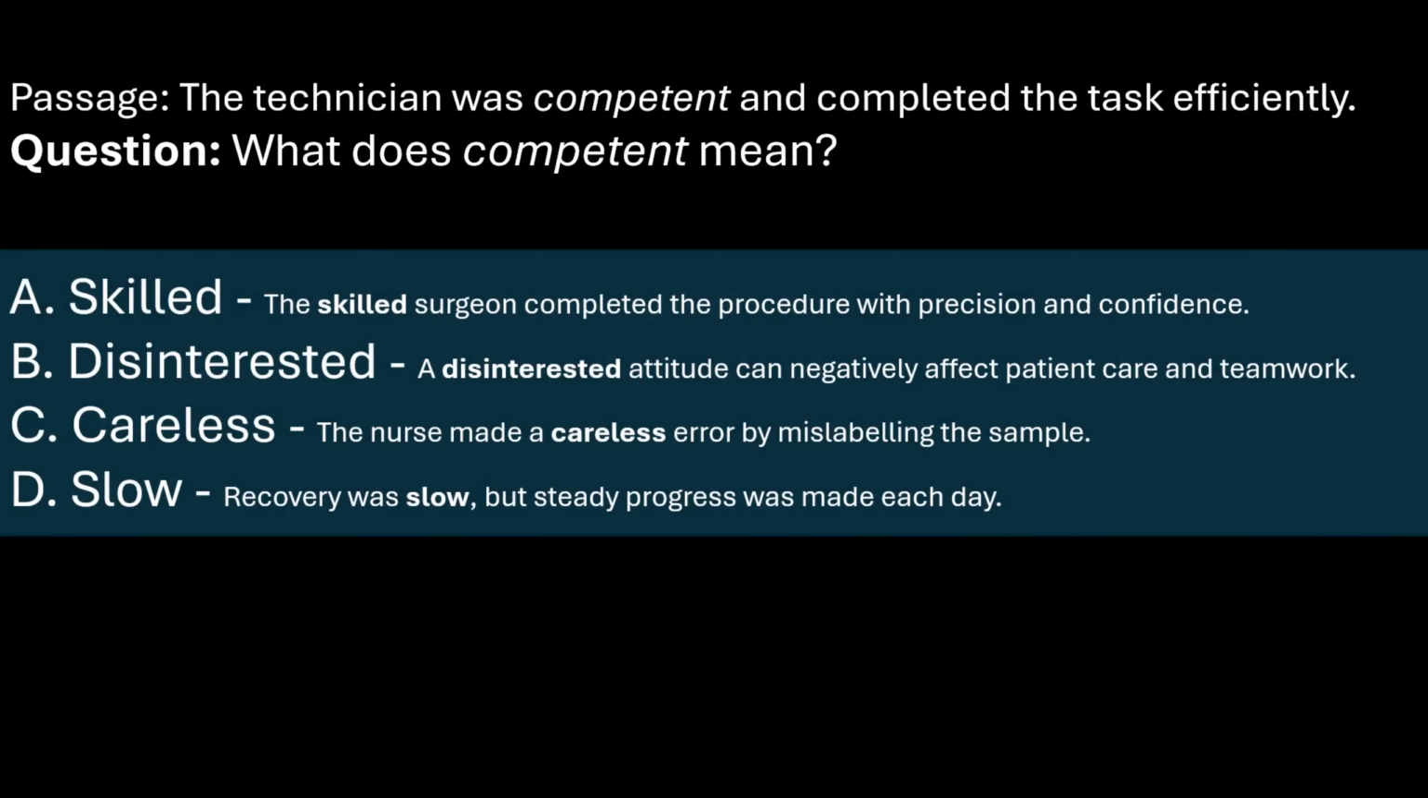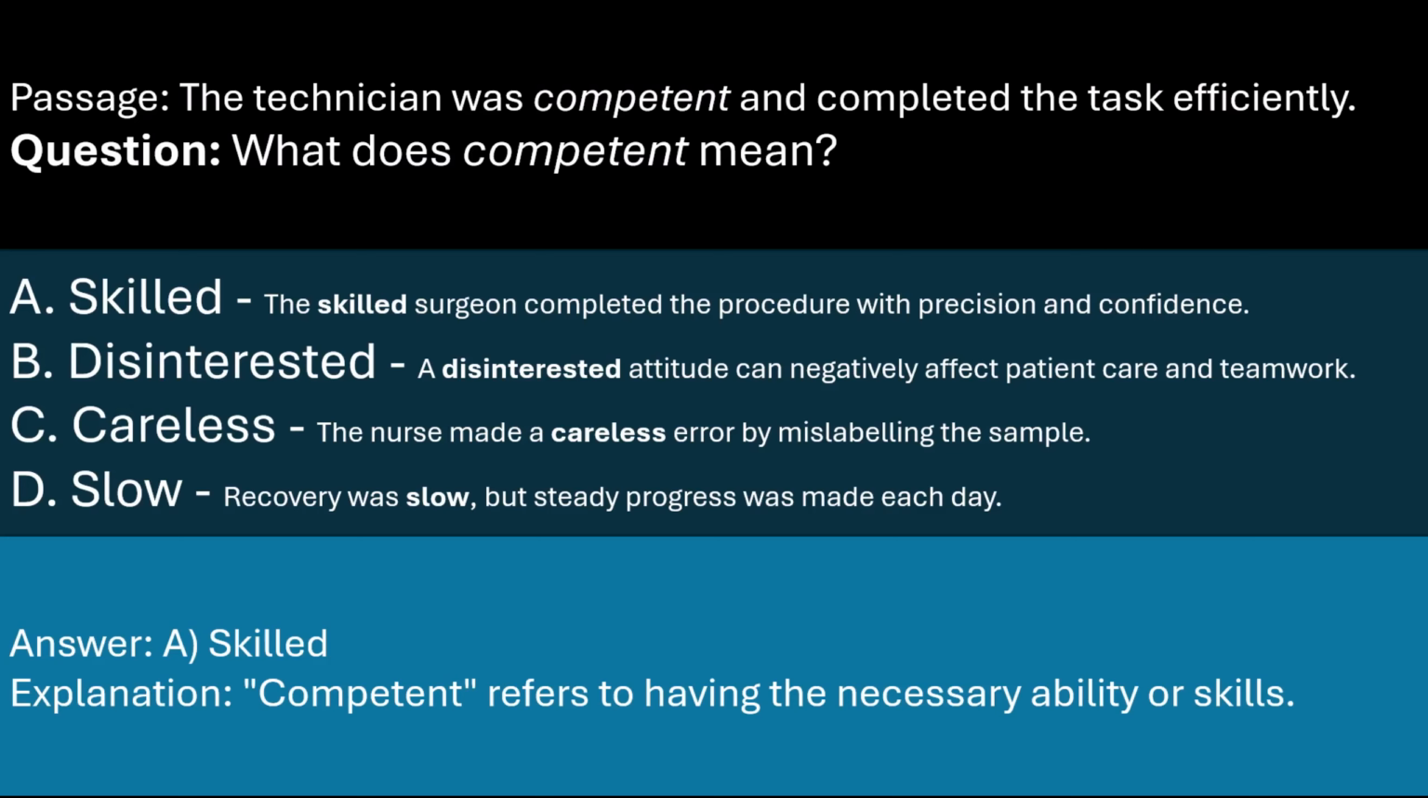Here is the passage: the technician was competent and completed the task efficiently. What does competent mean? Let's see the options: skilled, disinterested, careless, slow. The skilled surgeon completed the procedure with precision and confidence. A disinterested attitude can negatively affect patient care and teamwork. The nurse made a careless error by mislabeling the sample. Recovery was slow, but steady progress was made each day. So let's see the answer.